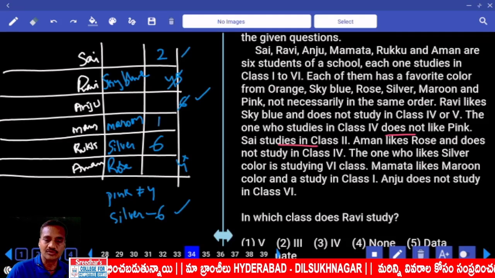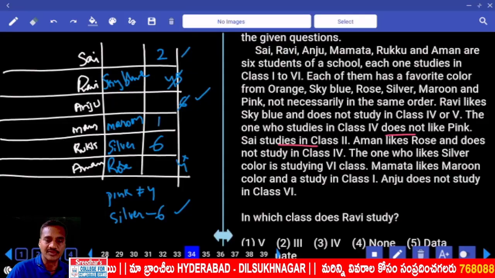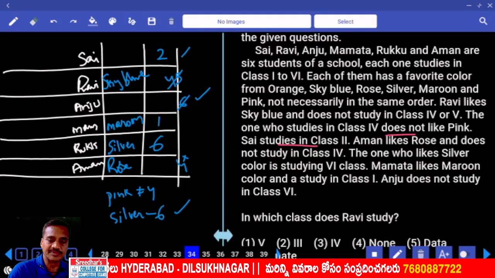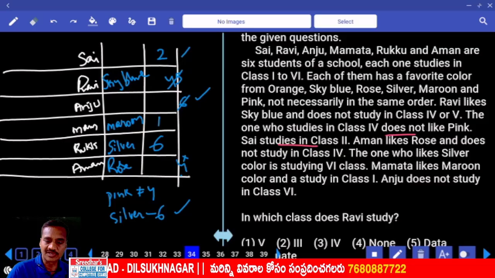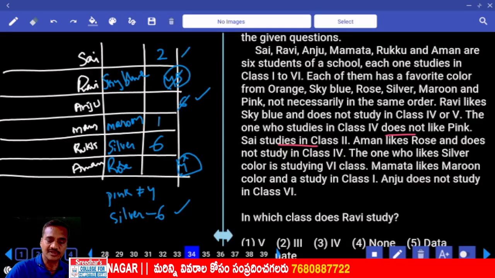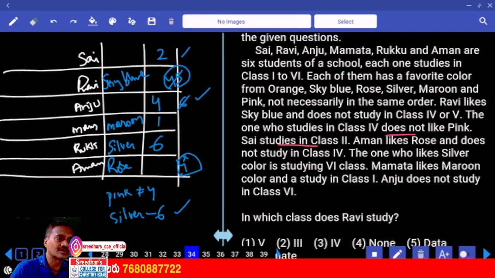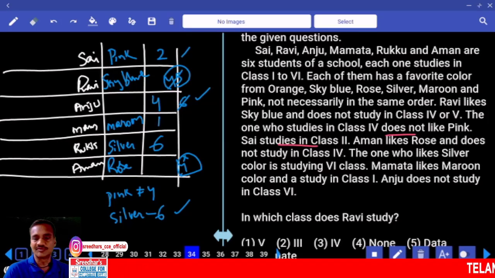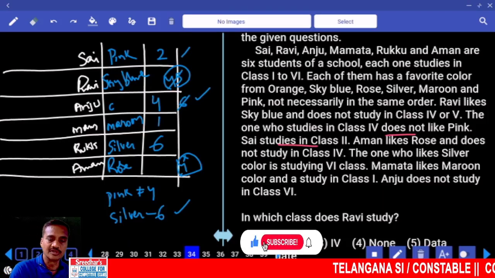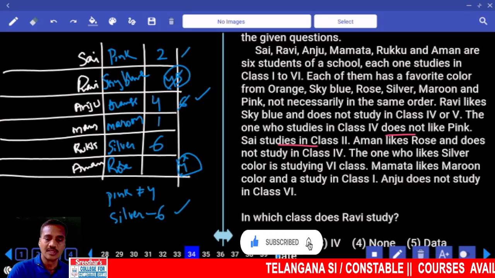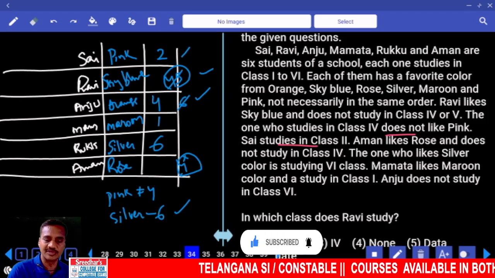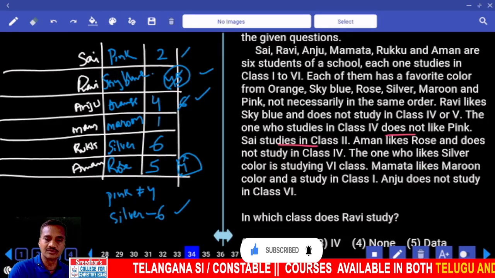Then pink and rose. Now we are left with the remaining. Can we have pink at this place? Then 4 cannot be here. What is the only possibility for 4? 4 must be here, and if 4 is here, pink cannot be 4. Hence pink must be here. What is the only color left over? Orange. Who likes orange? Anju likes orange. Now 4 and 5 cannot be here. 5 is here. 1, 2, 3 must be here.